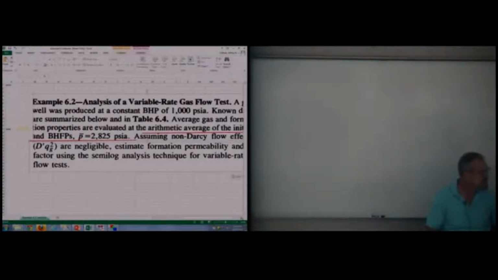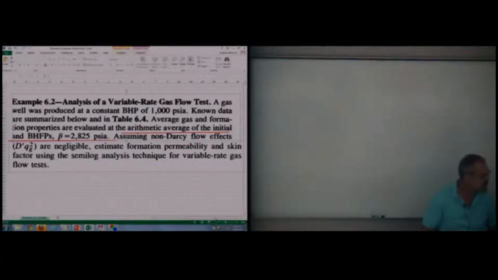Analysis, it says a variable rate gas flow test. It's true, the rates vary. The rates varied in example 6.1, and they're varying in 6.2. But in 6.1, they were allowed to go any way they wanted, up or down. If you produce a well at constant bottom hole flowing pressure, the rates are monotonically going to go down.